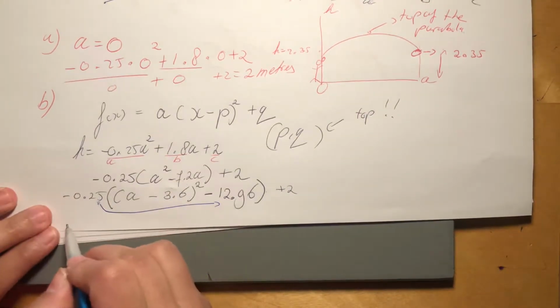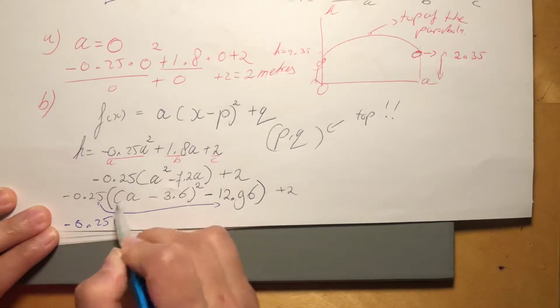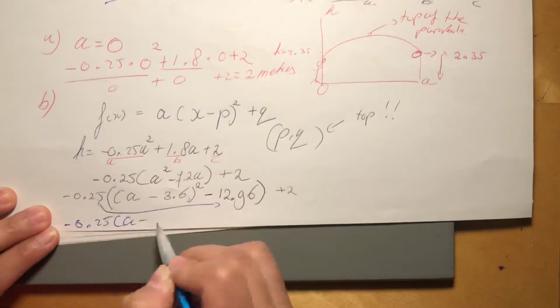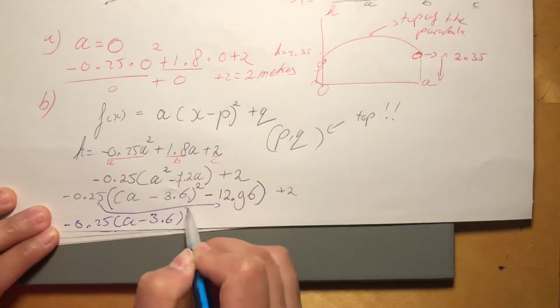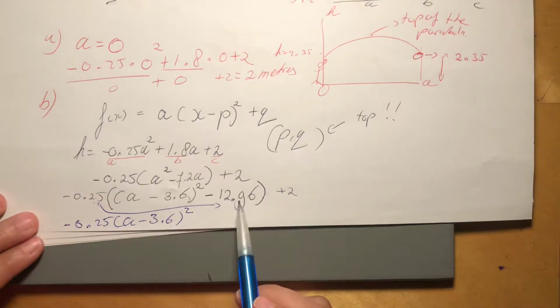And what you get then is negative 0.25. You have to keep that one up front because you didn't do anything with this. So a minus 3.6 to the power of 2. That one stays the same. But now you can remove the outer brackets because you're going to multiply it.